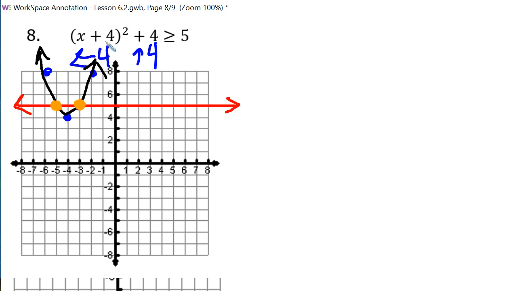Now which part do we shade? If it's a greater than, do you shade above or below? Above. So shade above, shade above. So did I say the arms or the vertex? Arms. So is the answer an and or an or? Or. So put or in the middle.